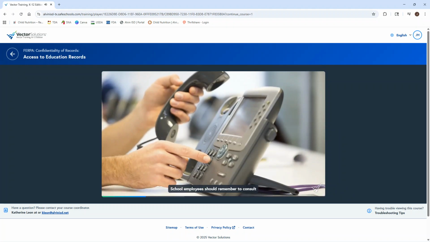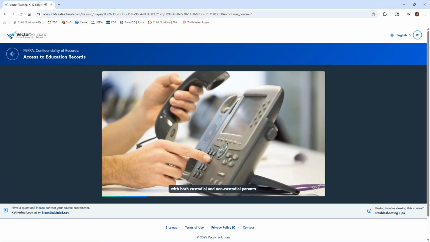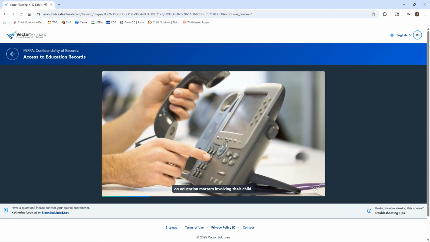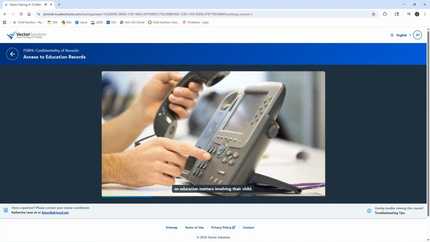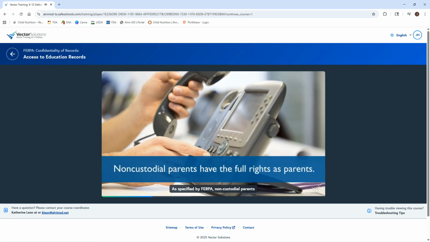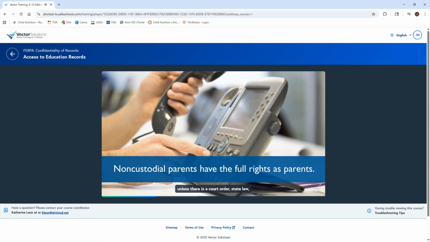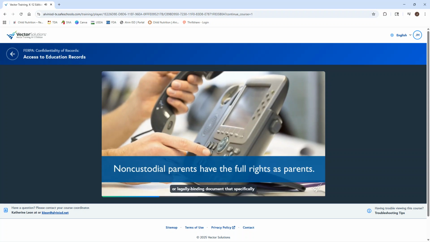School employees should remember to consult with both custodial and non-custodial parents on education matters involving their child. As specified by FERPA, non-custodial parents have the full rights as parents for access to student records, unless there is a court order, state law, or legally binding document that specifically revokes these rights.